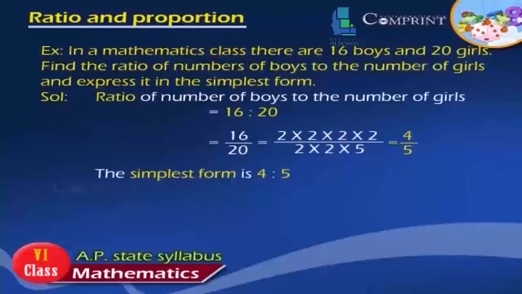Example, in a mathematics class, there are 16 boys and 20 girls. Find the ratio of the number of boys to the number of girls and express it in the simplest form. Solution. Ratio of the number of boys to the number of girls is equal to 16 is to 20, equal to 16 by 20, which is equal to 2 into 2 into 2 into 2 by 2 into 2 into 5, which is equal to 4 by 5. The simplest form is 4 is to 5.